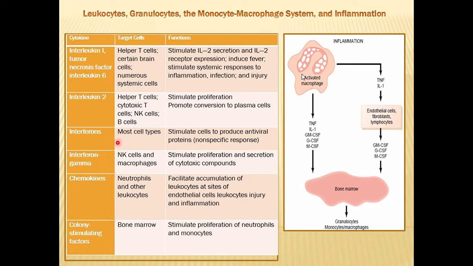The target cells are the natural killer cells and macrophages, and it stimulates proliferation and secretion of cytotoxic compounds. If you read further, you will learn that there are several subpopulations of interferon, not only gamma. Then chemokines, again, these are cytokines. The target cells are your neutrophils and other leukocytes.